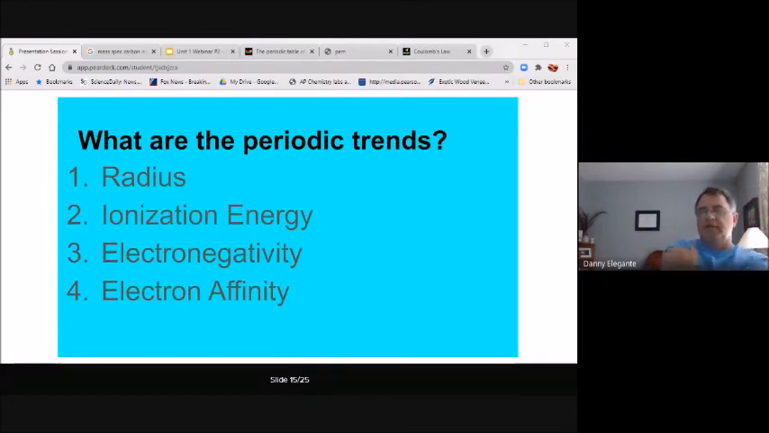So what are the periodic trends? And you may remember this from regular chemistry, but there's a thing called radius. Now, you may have learned atomic radius and ionic radius. And I'm here to tell you they're the same thing, right? Ionic radius is the radius of an ion, and atomic radius is the radius of just an atom.